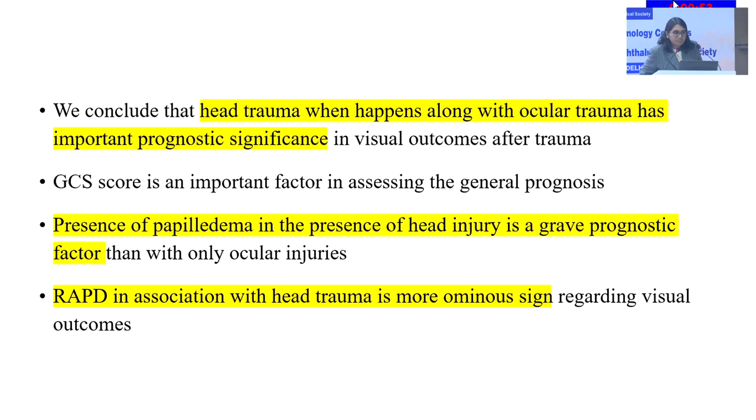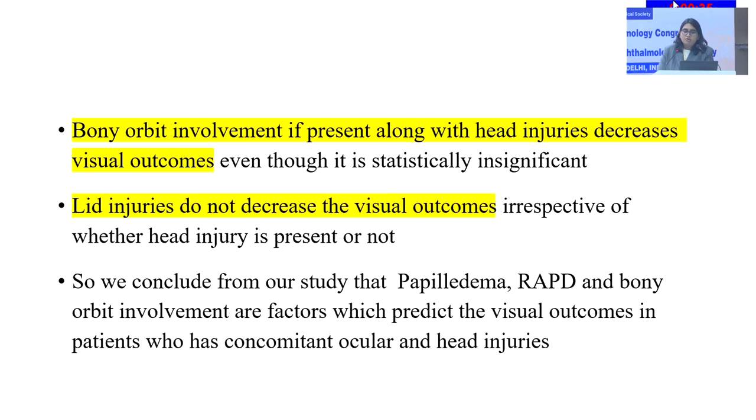Coming to the conclusion, head trauma, when it happens along with ocular trauma, has an important prognostic significance. GCS score is an important factor in assessing the general prognosis. Presence of papilledema in the presence of head injury is a grave prognostic factor. RAPD in association with head trauma is an ominous sign. Bony orbit involvement, if present along with a concomitant head injury, decreases the visual outcomes, even though it was statistically insignificant. Lid injuries do not decrease the visual outcomes, irrespective of whether there is a concomitant head injury or not.